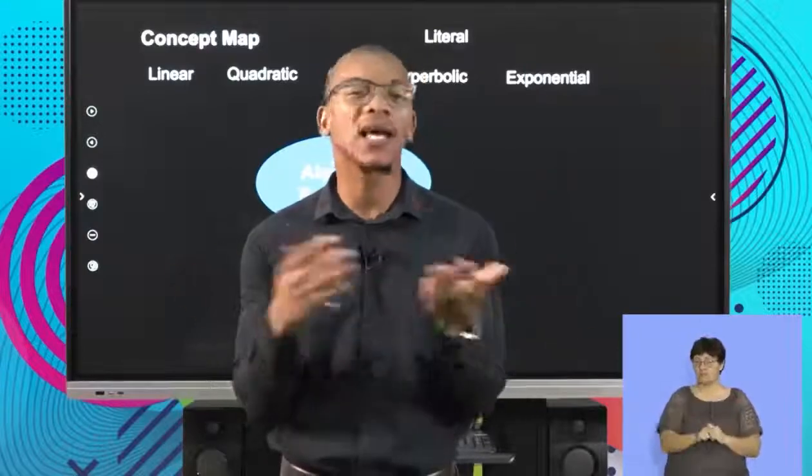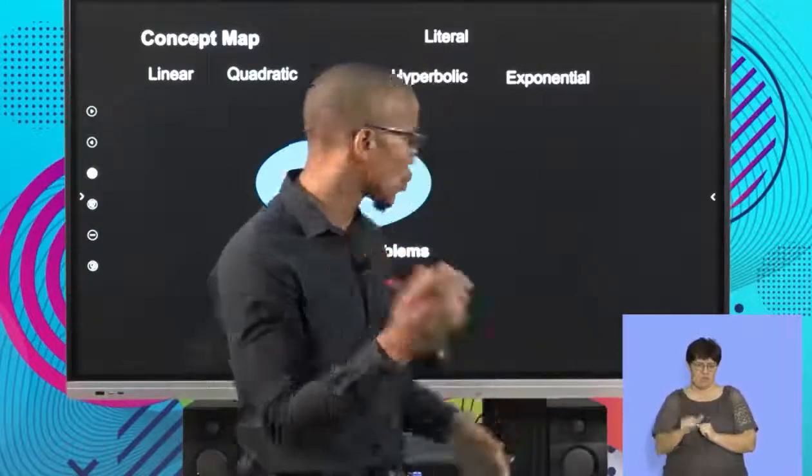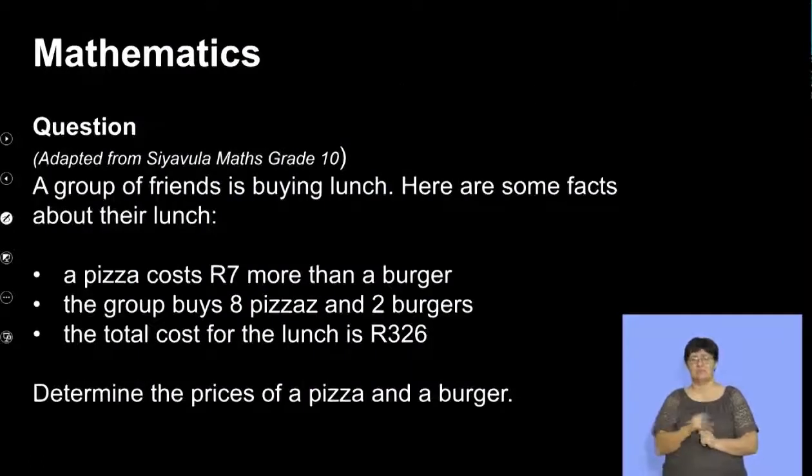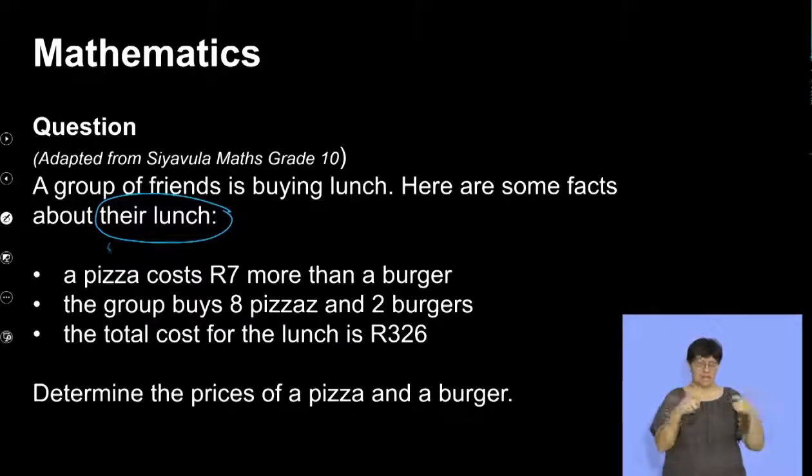Both questions are still adapted from the Siyavula platform. Now this says a group of friends is buying lunch. So there's a number of us and we want to buy some lunch. Here are some facts about their lunch. They did not tell us how many people there are, just that it's a certain number of people. Because I don't want to confuse you, I'm going to let the pizza be P and the burger be B, so that at the end it's easier for us to see what we are talking about.